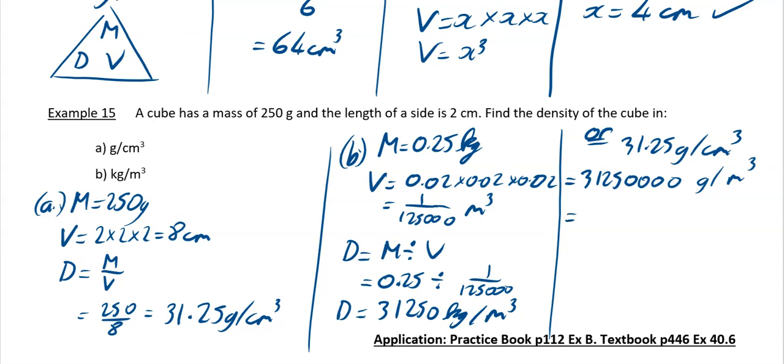And then convert to kilograms per meter cubed by dividing by 1000. So if you divide that by 1000, you get 31,250 kilograms per meter cubed. So that's just to show you the two ways of doing it, but I know for sure which method I prefer. The first method is much easier in this example.